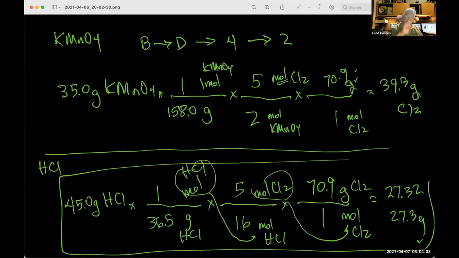That's the second part. We haven't solved that yet. I'm just solving this part right here. So theoretically, we can produce 27.3 grams of chlorine.